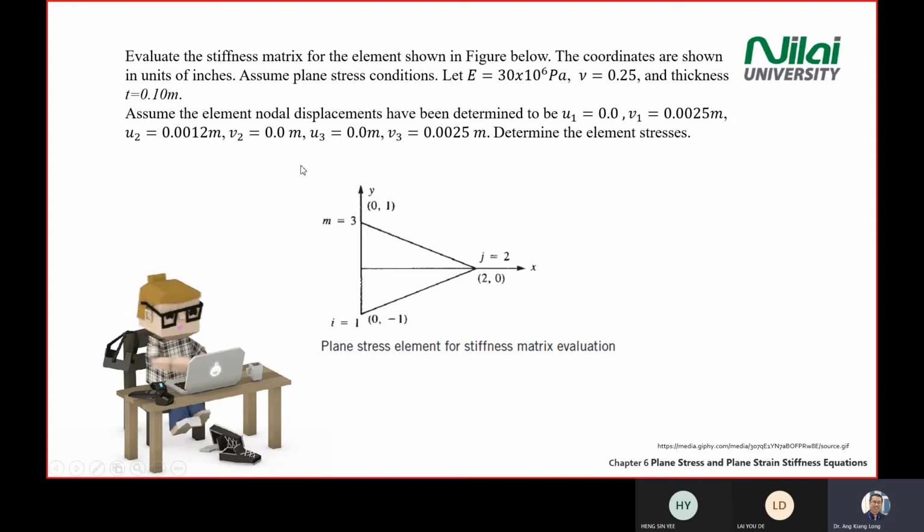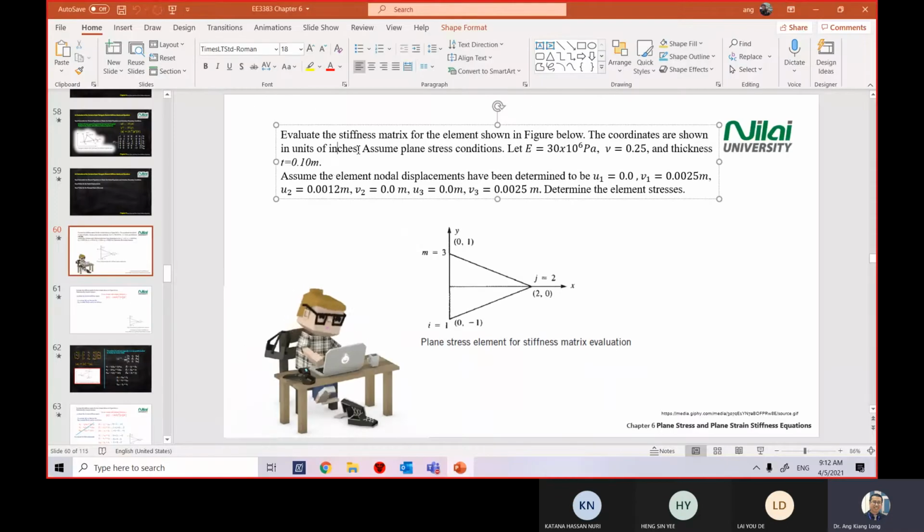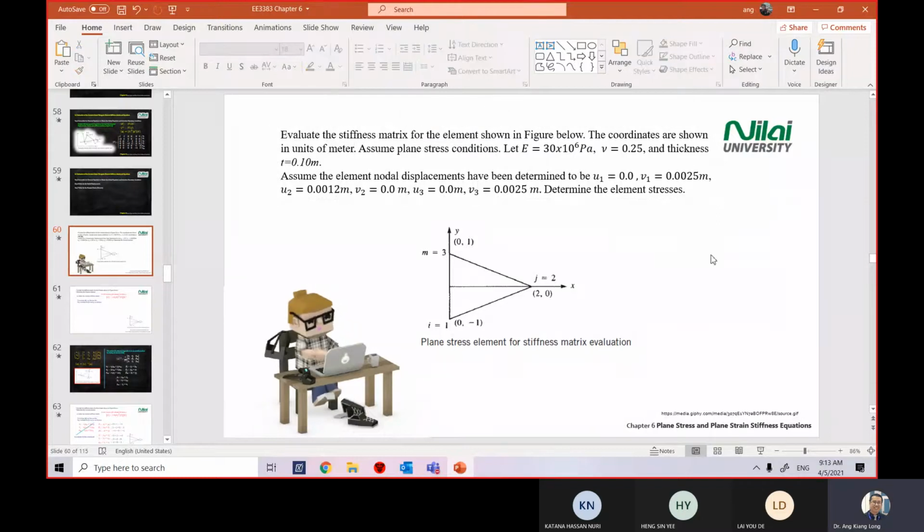Okay, so what we have here, it asks us to calculate the stiffness matrix for the elements shown here. The coordinate should be in, not inches, should be in meter. Okay, correction.